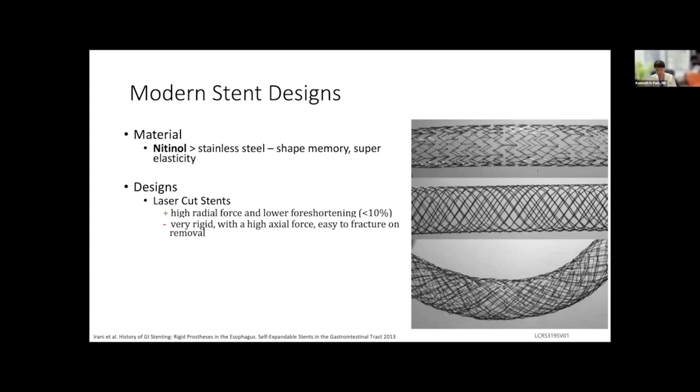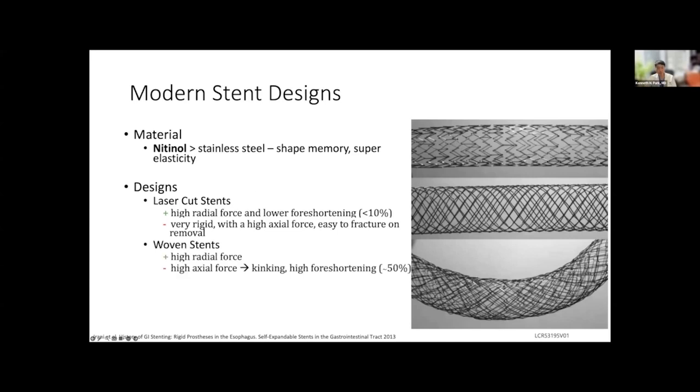The laser cut designs, you can see up top here. The benefit is that because it's laser cut, it has very high radial force, but another highlight of this stent is that it has very low stent foreshortening. So technically, you can do a stent placement very accurately. The downside, which is a big one, is that it's very rigid. Due to its innate laser cut design, it has high axial force, especially towards the ends of the stents. And on removal, it's easy to fracture.